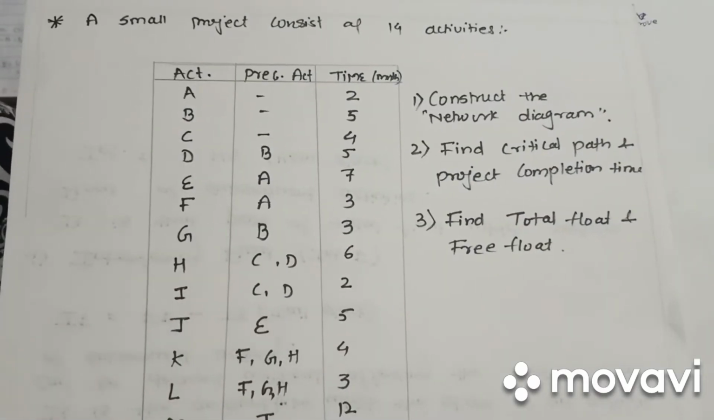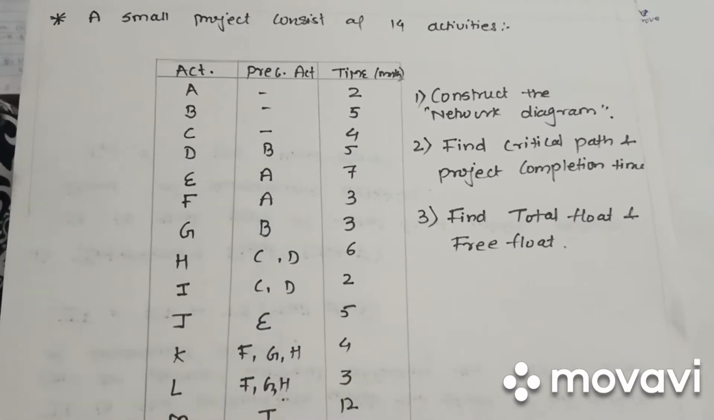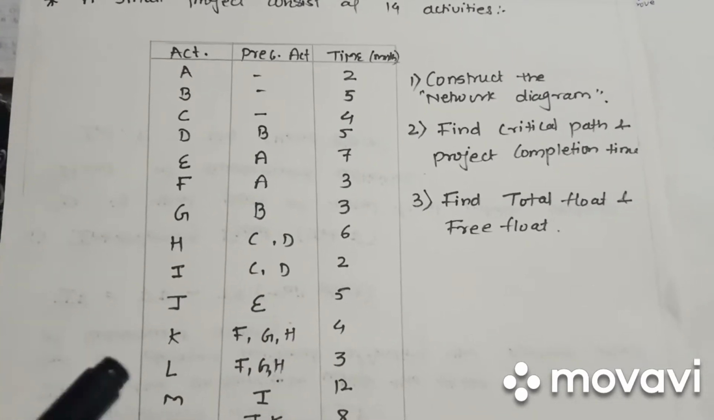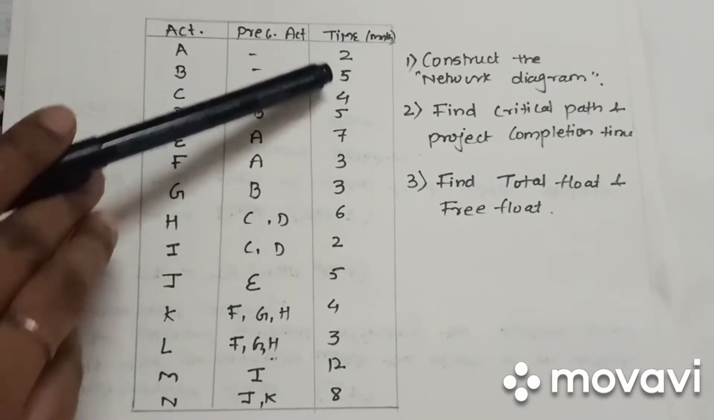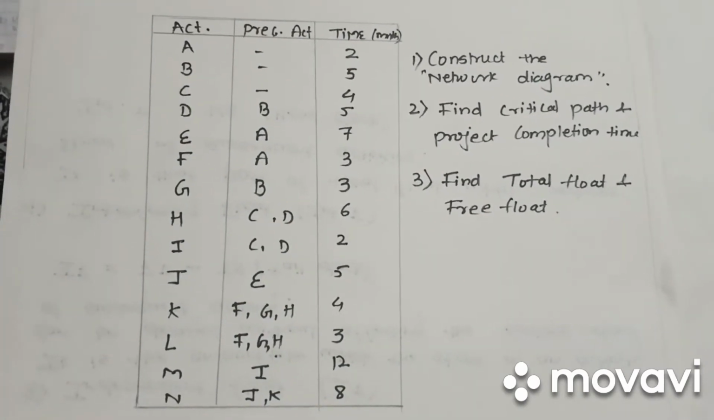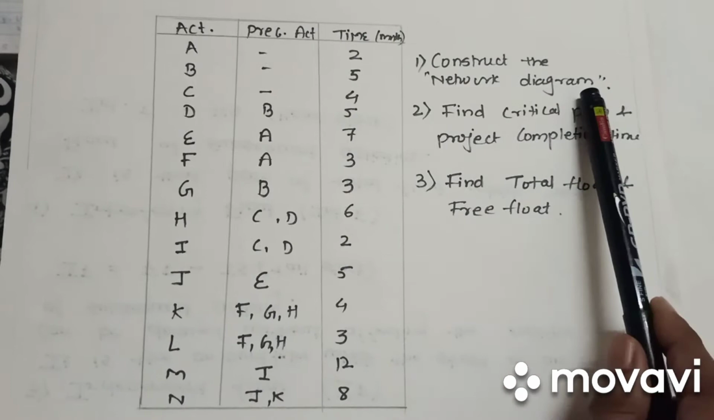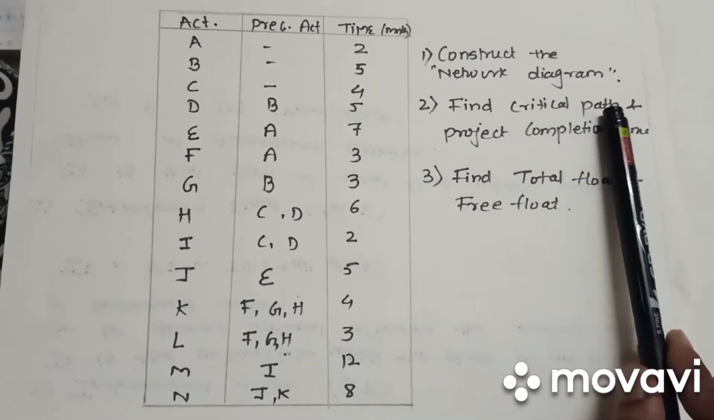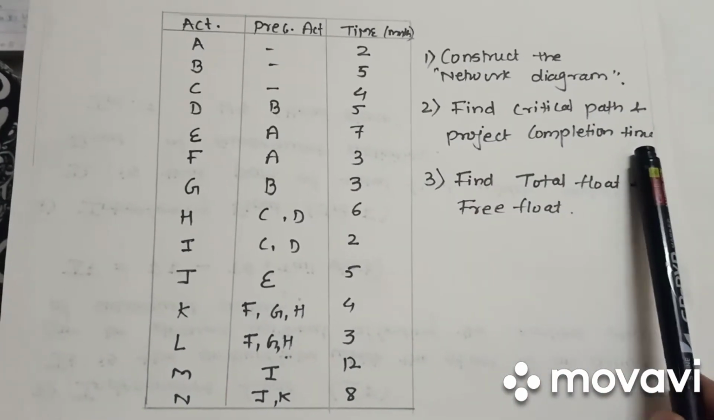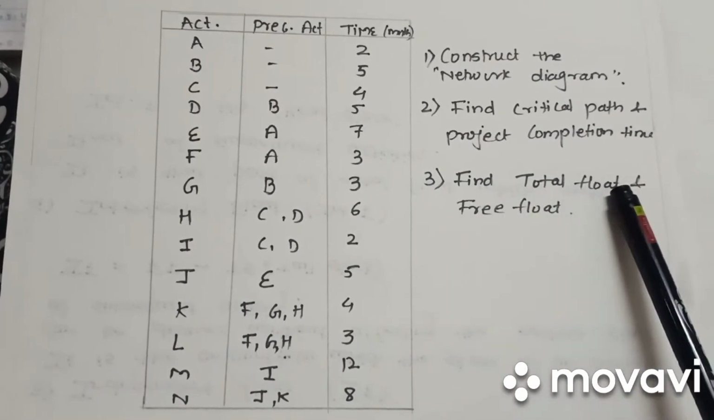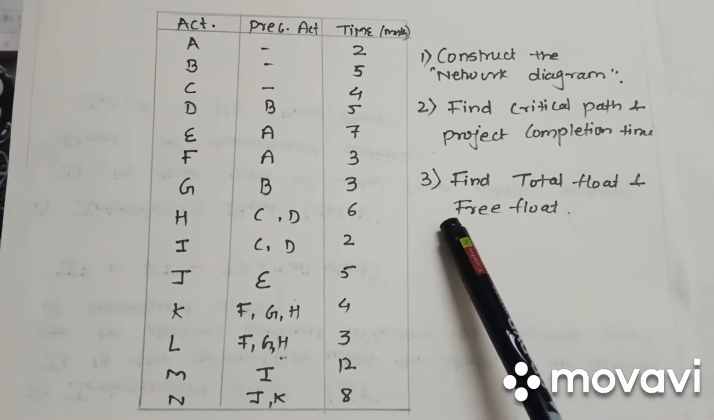So the data has been given. In this data, activities A to N are given, preceding activities are also given, and the time is given. So we have to first find the network diagram, then find the critical path and project completion time. And with the help of formulas, we have to find the total float and free float.